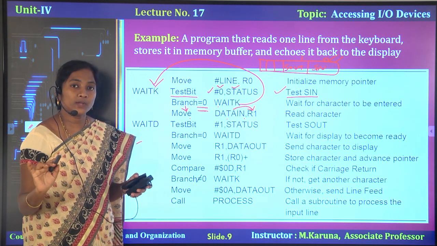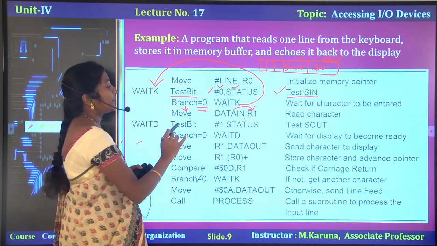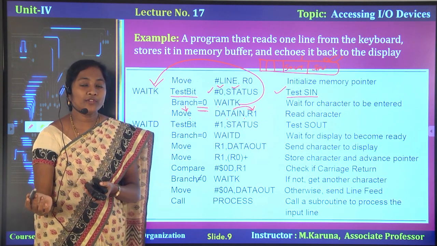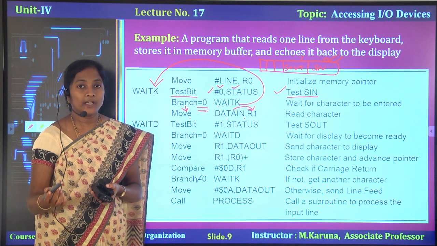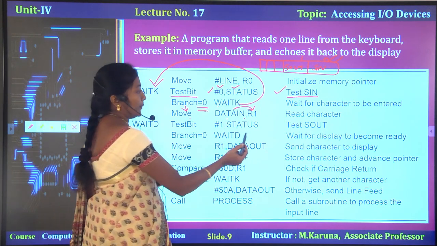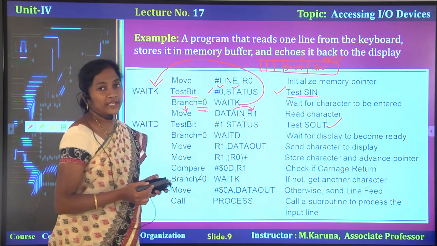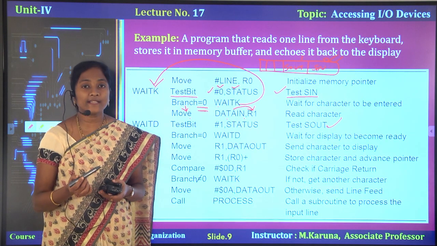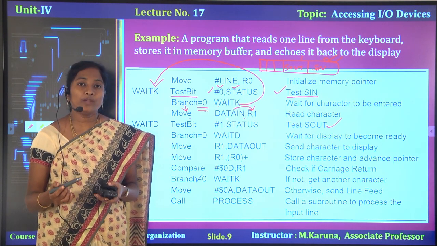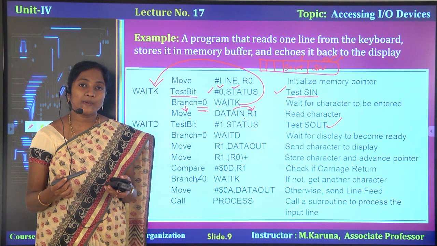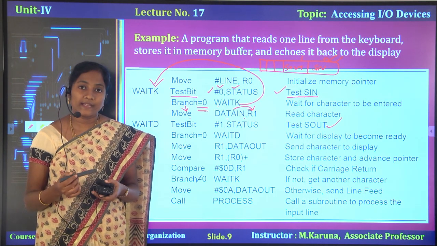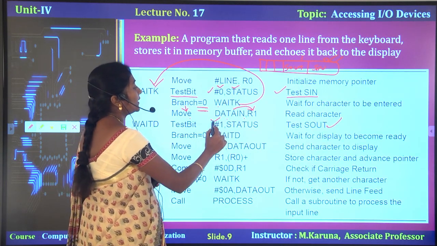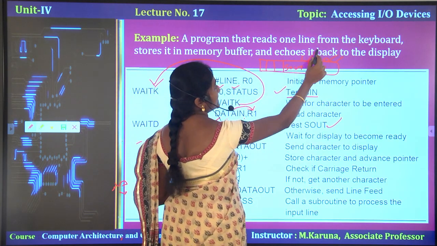So the read operation is over. Next, whatever data is read from the keyboard is to be transferred to the display device for displaying purposes. For that, the processor needs to check the SOUT bit. If SOUT is equal to 1, then the display device is ready to display the character. Otherwise, if SOUT is equal to 0, then the display device is not ready to display the character. So here the processor checks the first bit, the SOUT bit.